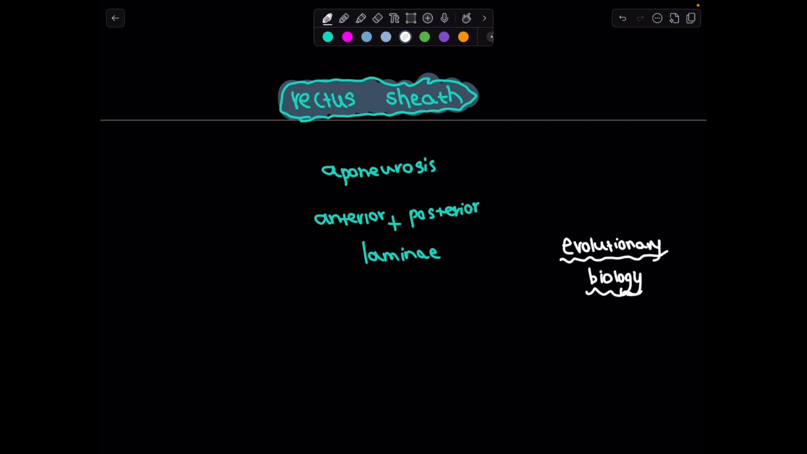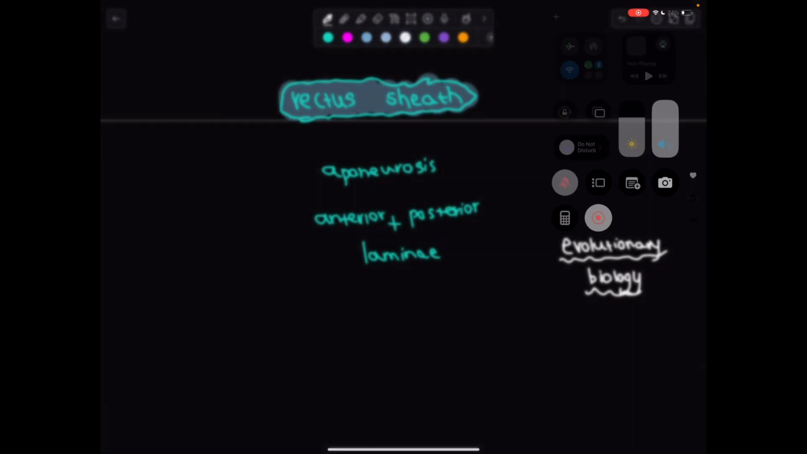Above the belly button, the sheath splits to cover the rectus front and back. Below, it's only in front. This setup supports core strength. Makes sense now? Want me to focus on one part? Yeah, that makes sense actually.